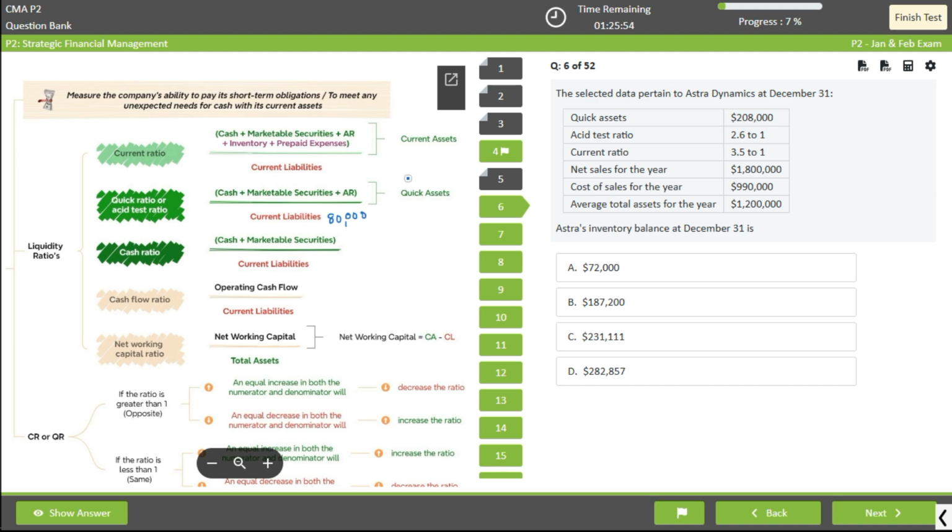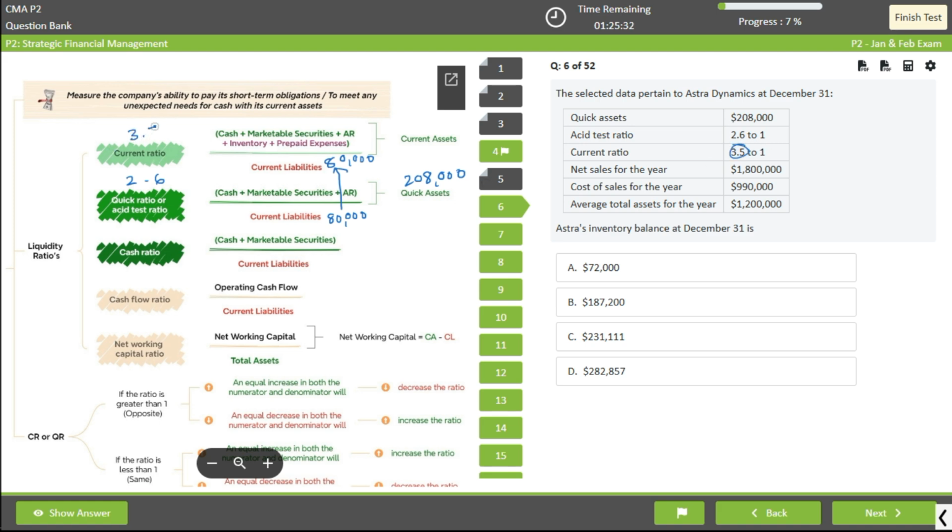Quick assets were given as 208,000 and the acid test ratio is 2.6. So here we have everything. The current liabilities will come here as 80,000 and the current ratio is given as 3.5.